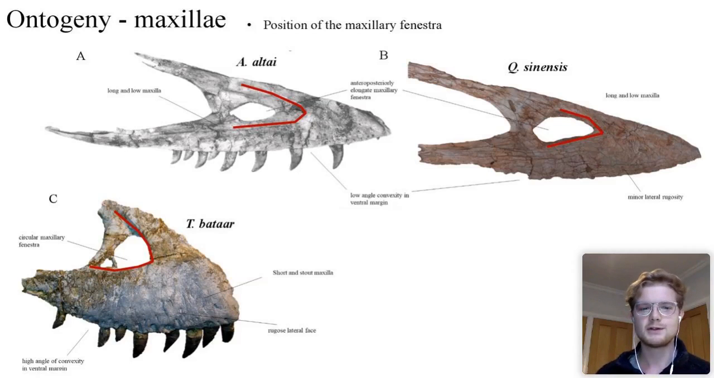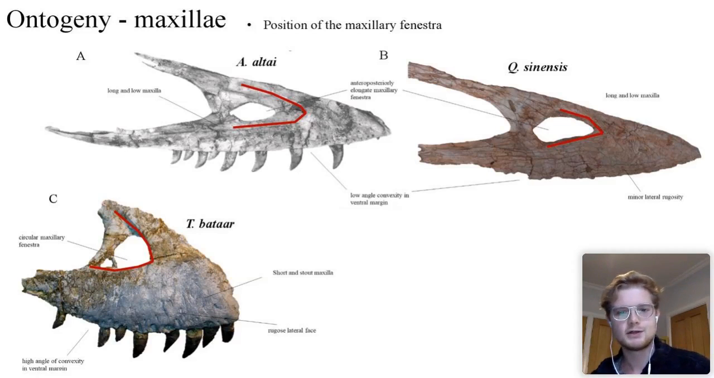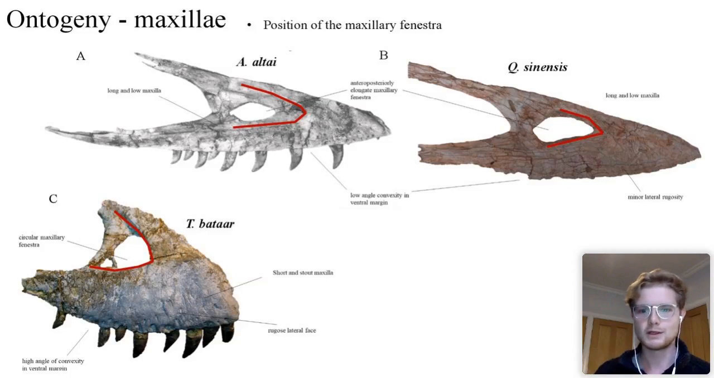And you can see with later ontogeny, that fenestra starts to sit pretty confluently with the outline of this depression. And you can see in Qianzhousaurus, again, it's quite intermediary. It's not really in the middle like it is in Alioramus altai, but it's not sat right on the posterior region of this depression like it is in Tarbosaurus. So again, another intermediate condition there.